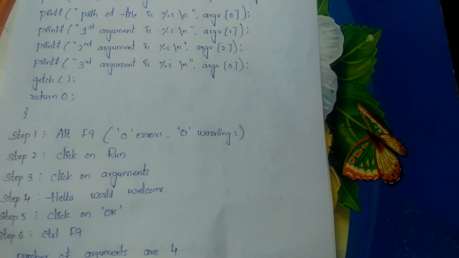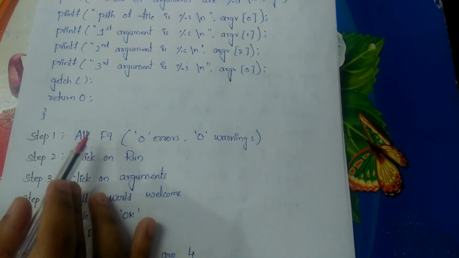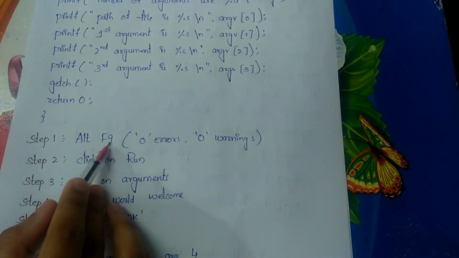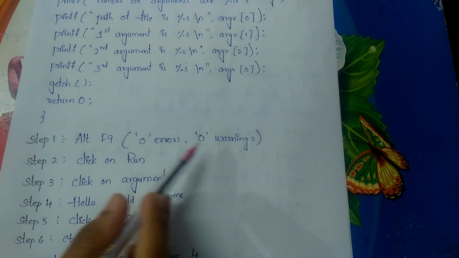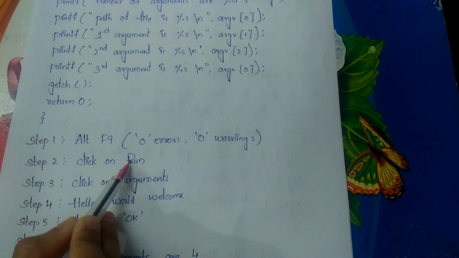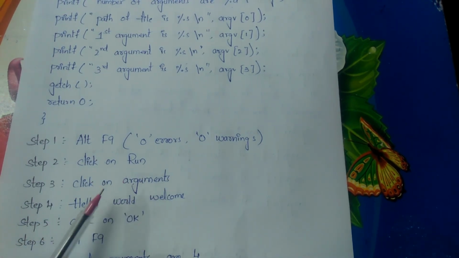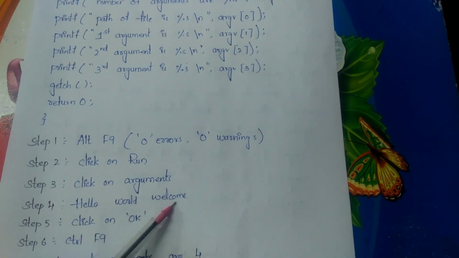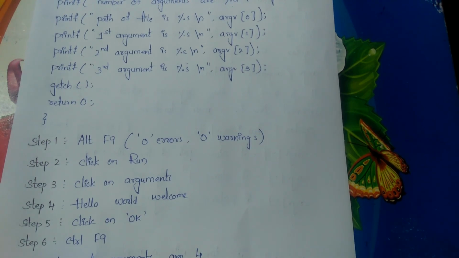In Turbo C++, first we have to compile the program. When we compile, we use the command Alt F9. If we get 0 errors and 0 warnings, then we can run the program. Step 2 is to click on Run, then click on Arguments. Some arguments we will give. For example, I am passing hello, world, welcome. So 3 arguments I am passing here. Then click on OK, then Ctrl F9.